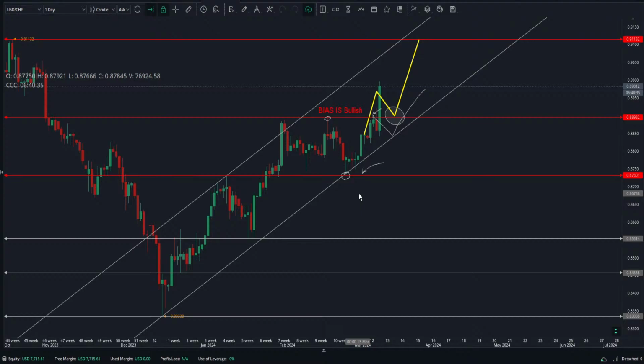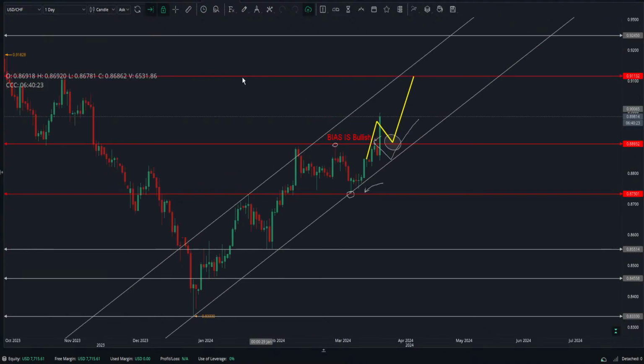USD CHF, we are bullish on this one. Let us have a pullback towards 0.8893 to buy this market with the target of 0.9113. Till then, don't look for any selling. This is not a selling market.